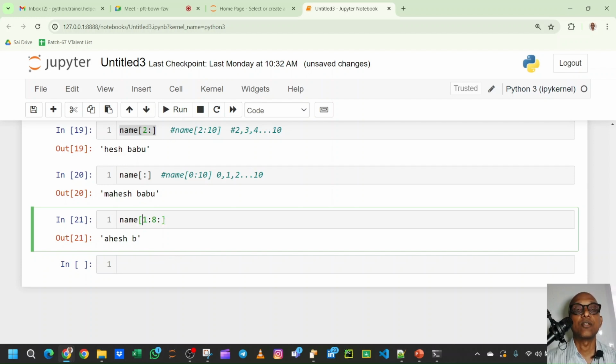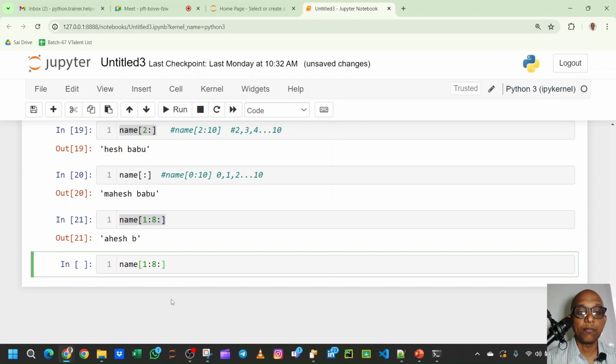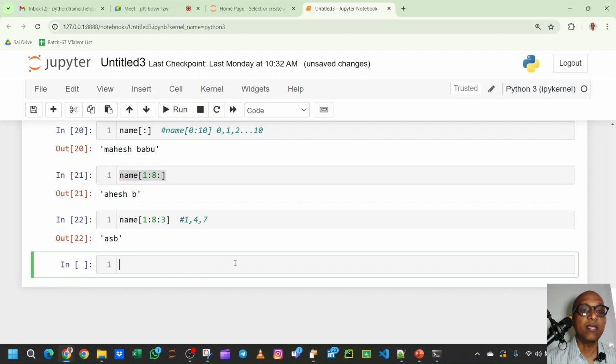So 1 plus 1, 2, 3, 4, 5, 6, 7. These are the characters presented. That is my choice if I want to mention this. If I mention, for example, a 3, what does it mean? It is going to get the characters present at 1, 1 plus 3, 4, 4 plus 3, 7, and 7 plus 3, 10. Can I get the 10 also? No, because that is out of range. What is the ending index? 8. So 7 is the maximum index I can get, and 10 I cannot get. So I can get only the characters present at index 1, index 4, and index 7. This is my result.